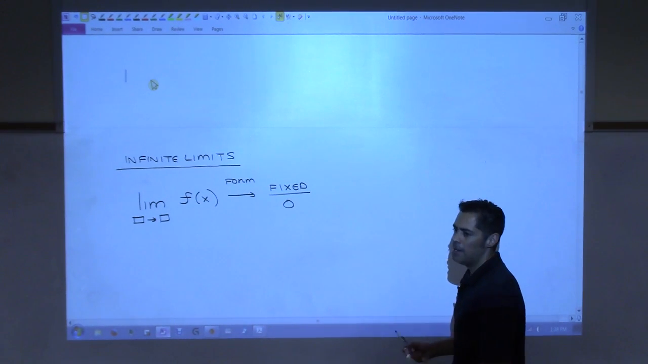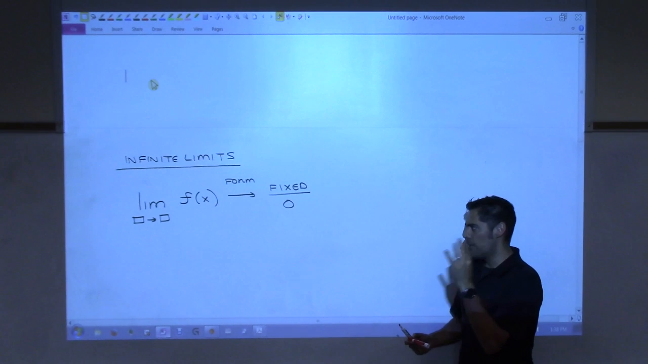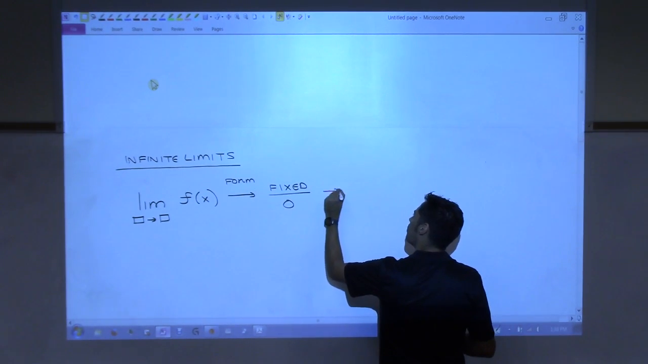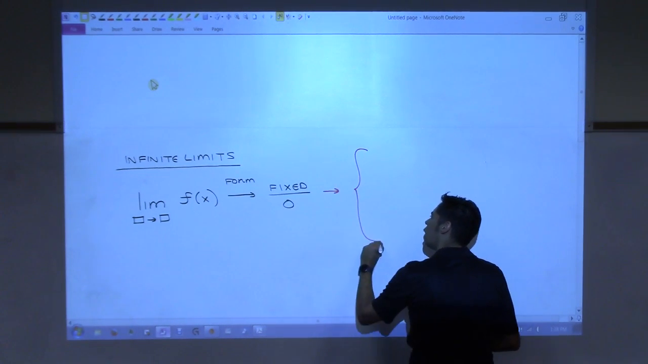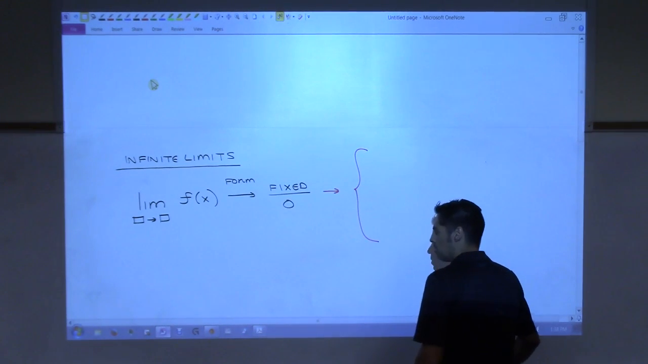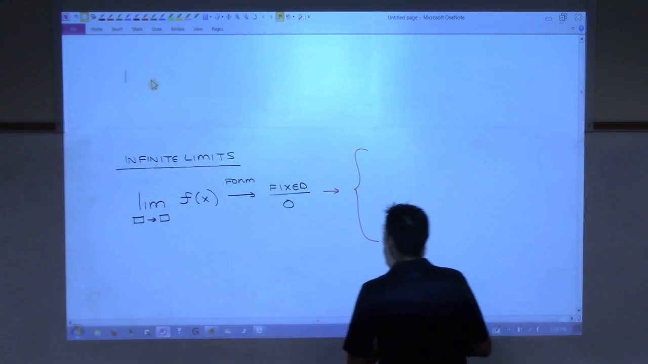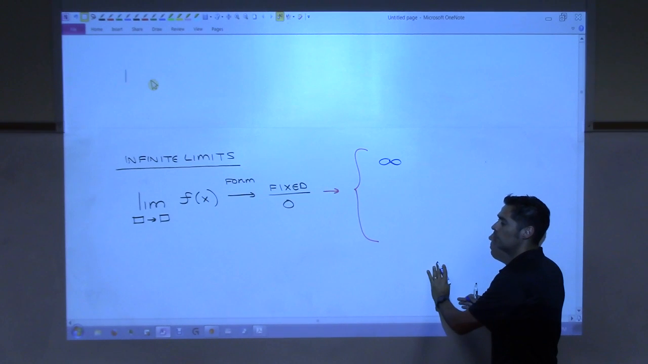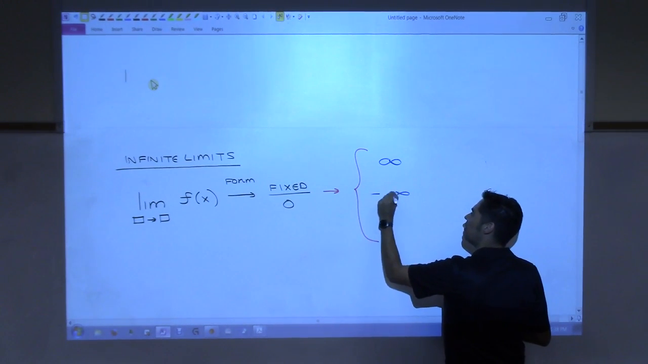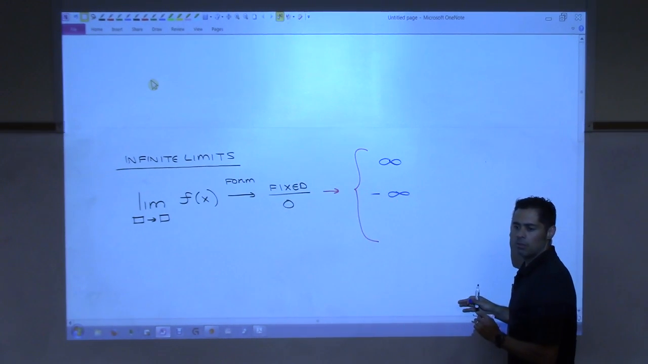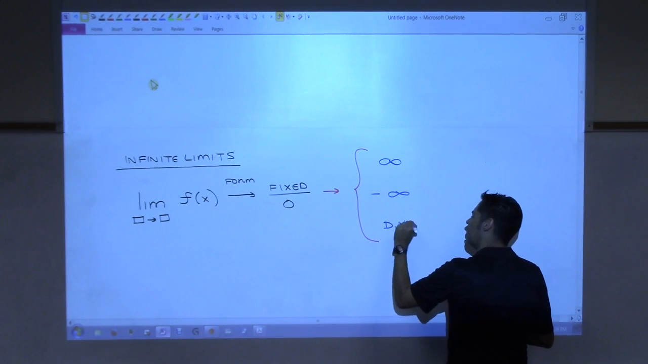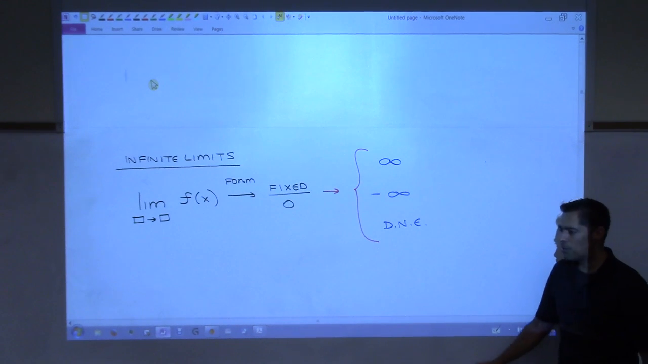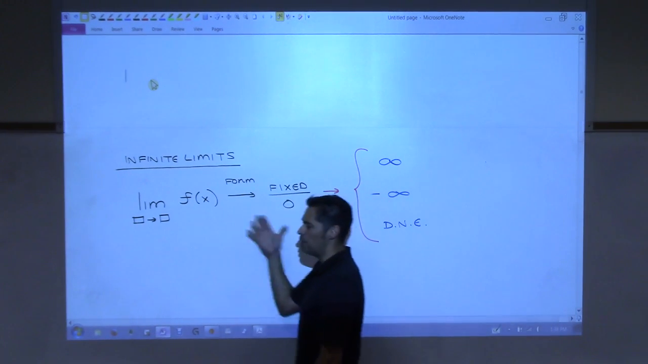There are three different things that could happen. This will go to one of the following three things. It's either going to be infinity is our answer, or we might get negative infinity as an answer, or the last possibility is that the limit just will not exist. And that's it. Those are the only three outcomes that are possible if you ever see a limit like this.